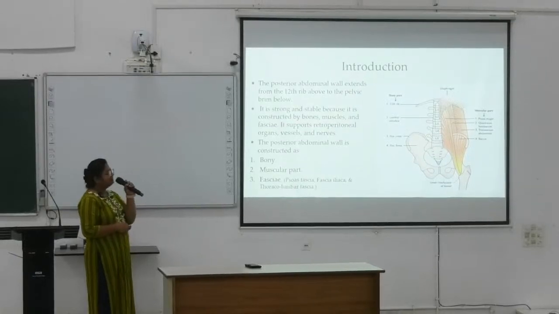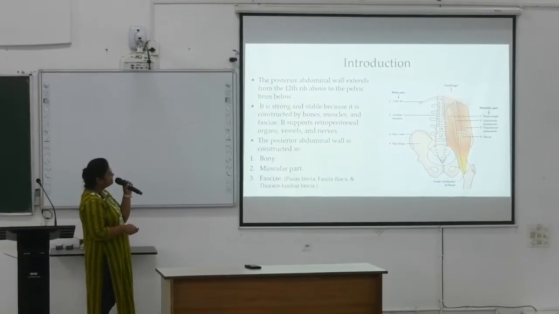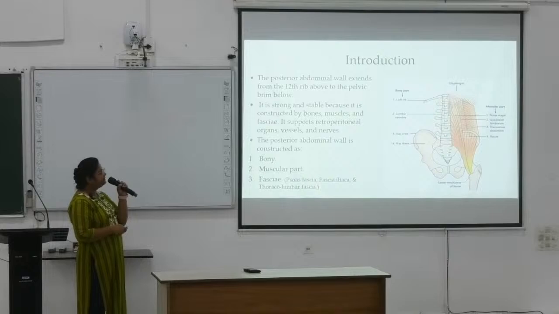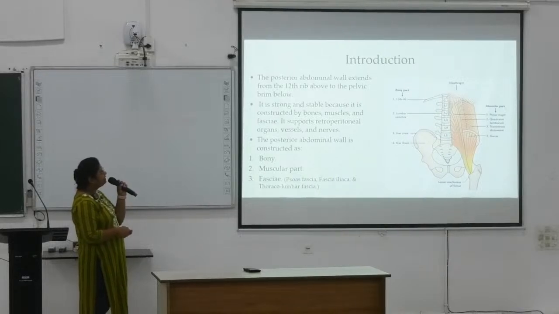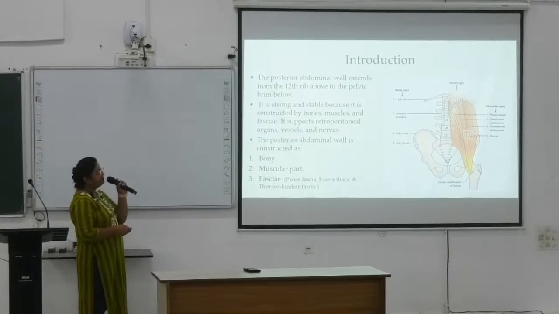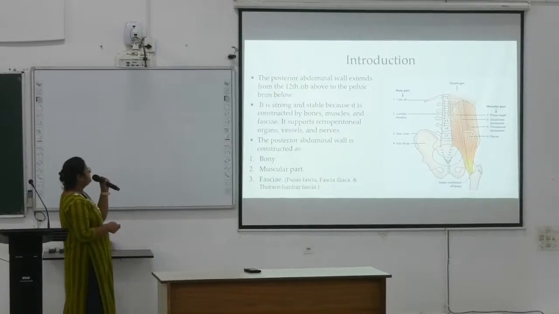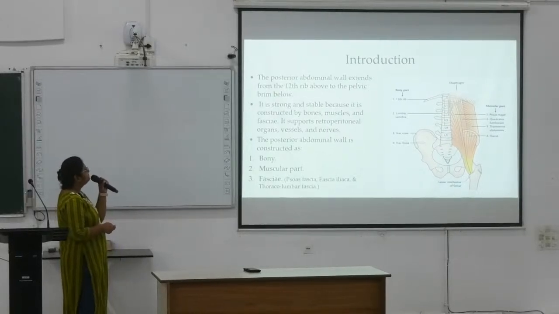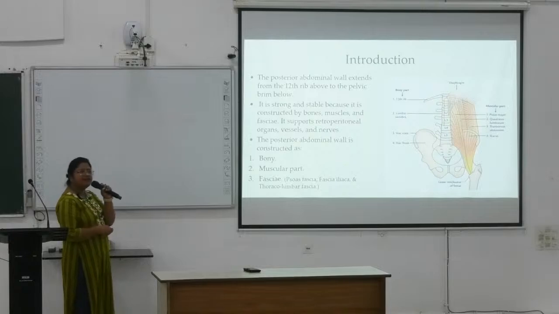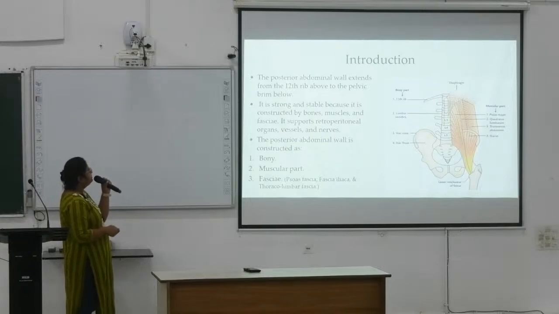Muscles and fascia. See here, these are the vertebral column, lumbar vertebral column mainly, T12 to L5, and their transverse processes. All these muscles, up to the pelvic ring, are forming the posterior abdominal wall. So it is strong and stable because it is constructed by bones, muscles and fascia, and it supports the retroperitoneal organs, vessels and nerves.